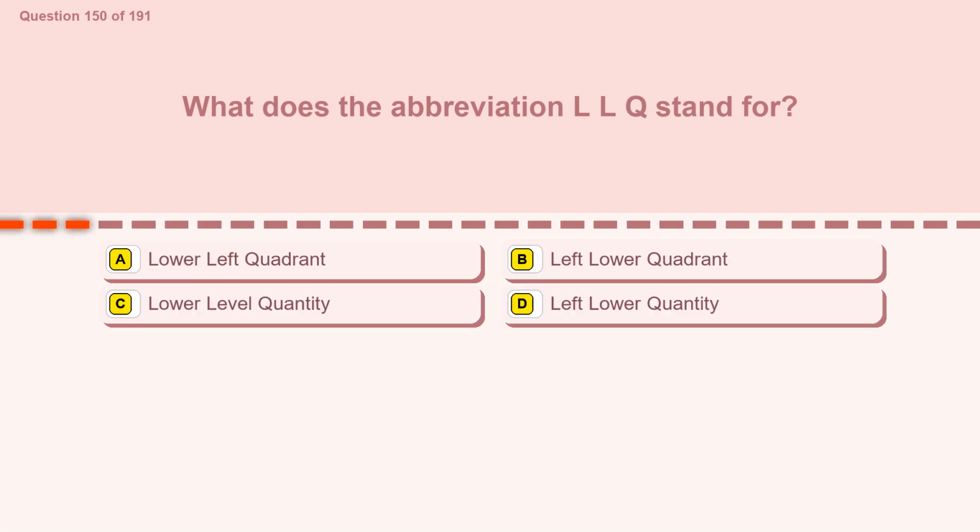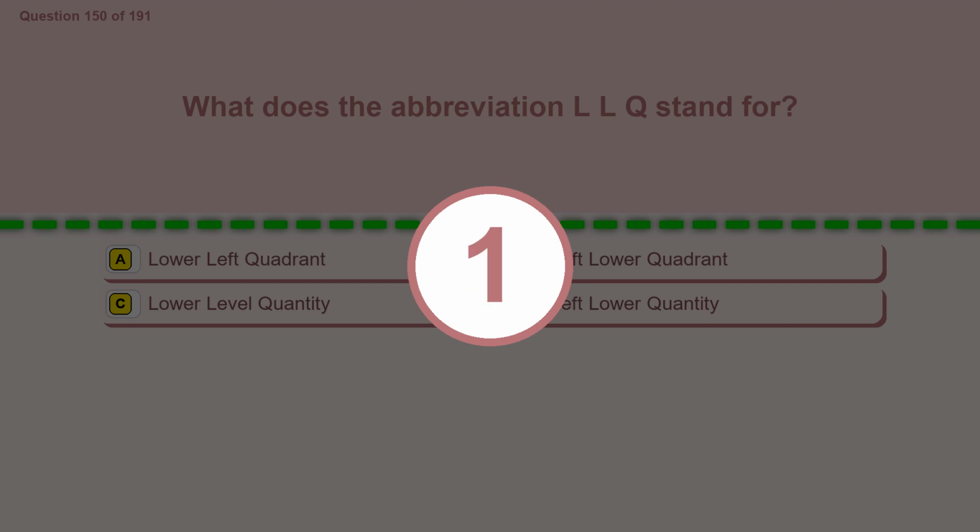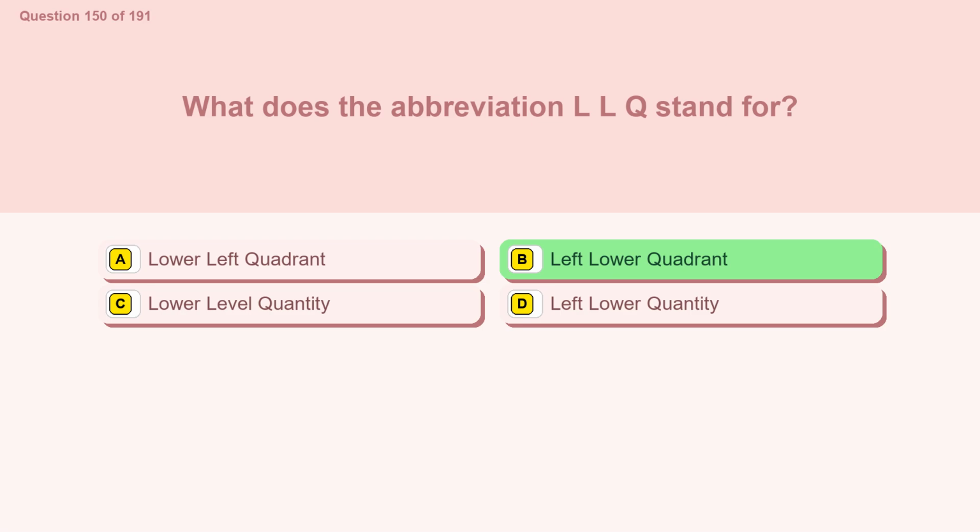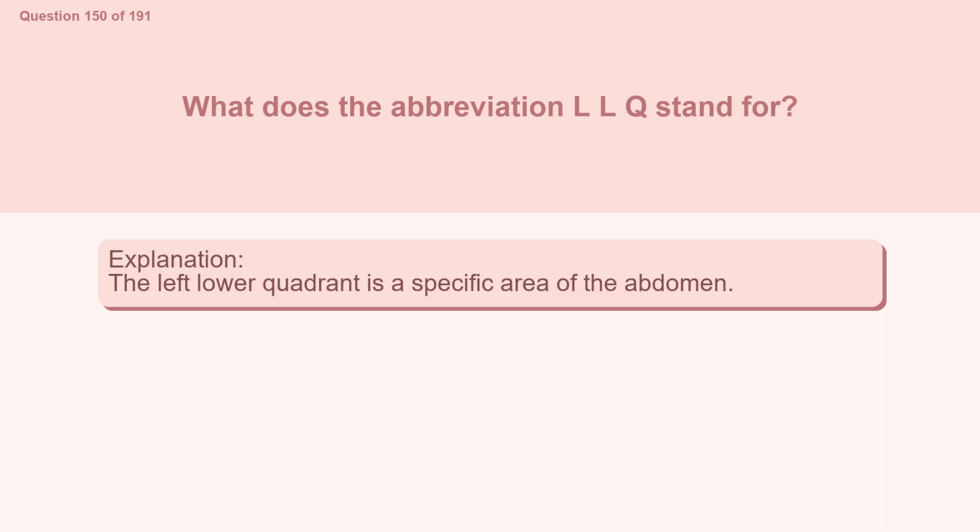Question 150. What does the abbreviation LLQ stand for? Option A, lower left quadrant. Option B, left lower quadrant. Option C, lower level quantity. Option D, left lower quantity. The correct answer is option B, left lower quadrant. The left lower quadrant is a specific area of the abdomen.